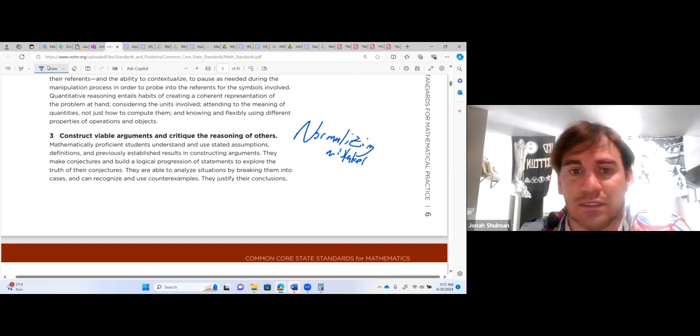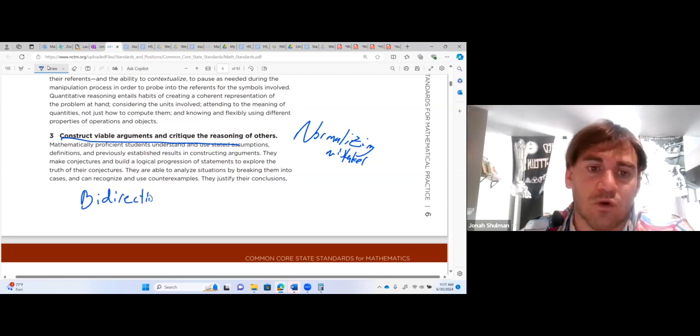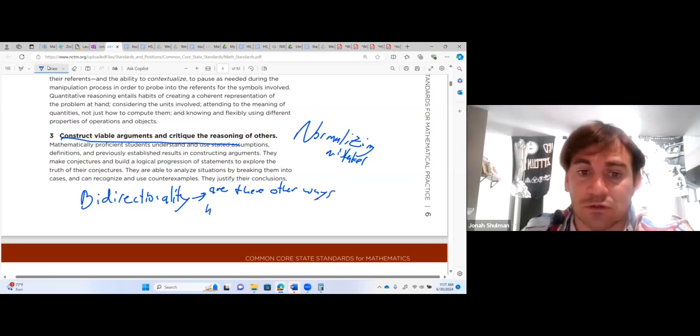And one of the biggest things I think that goes here is bidirectionality. Make sure you're not the only one who has the knowledge. Are there faster ways? Are there other ways? Think about how much you can learn from your students.